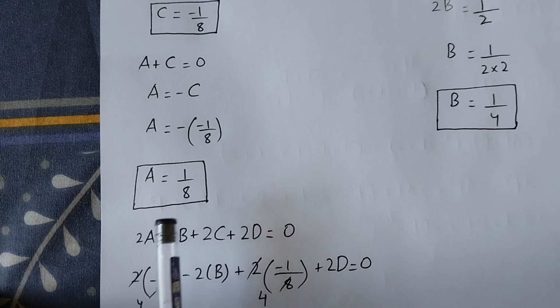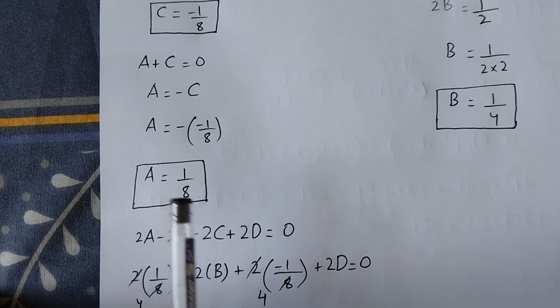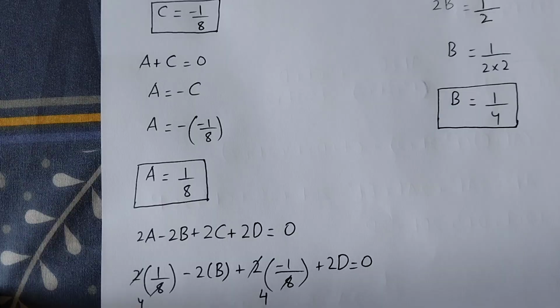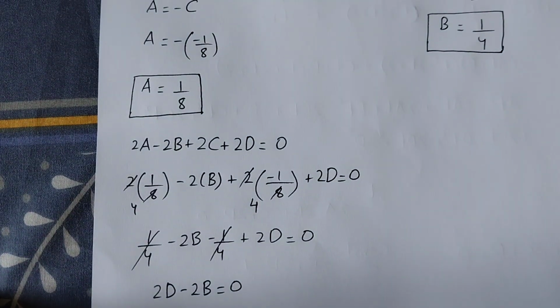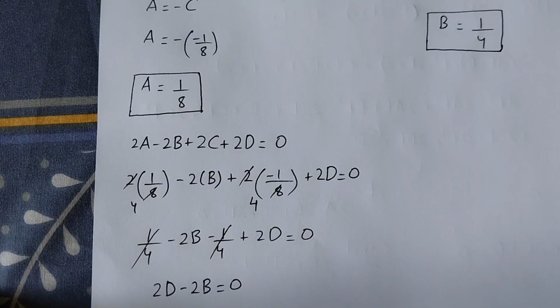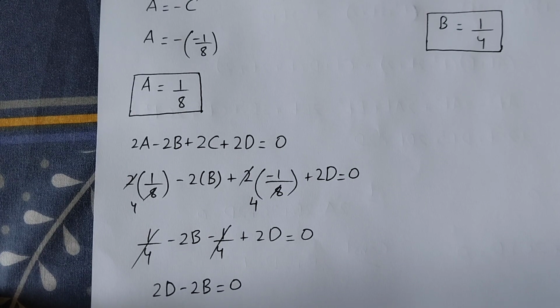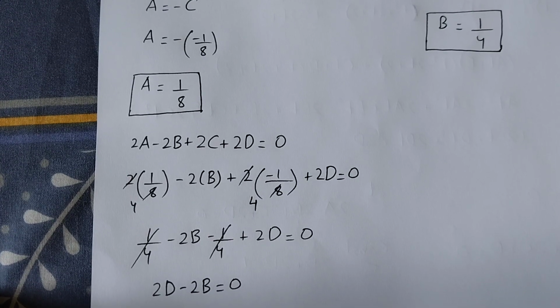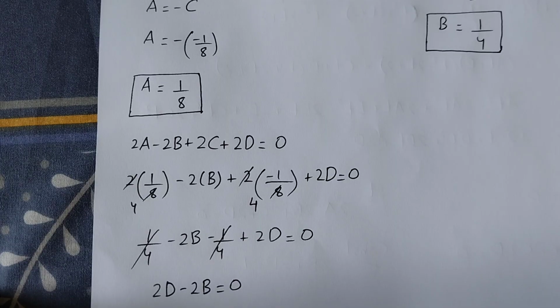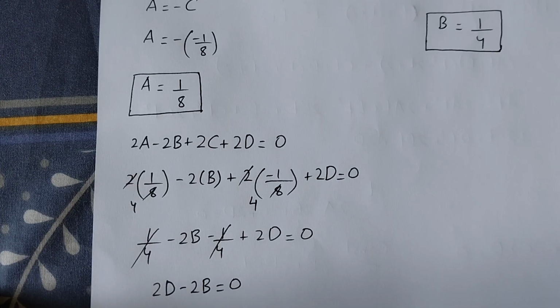Similarly, we can use these values of a and c to get the values of the other two variables. The equation I'm using is 2a minus 2b plus 2c plus 2d equal to 0. I'm putting the values of a and c in this equation. So a is 1 by 8 and c is minus 1 by 8. After cutting, we get 1 by 4 minus 2b minus 1 by 4 plus 2d equal to 0. So the final equation is 2d minus 2b equal to 0.